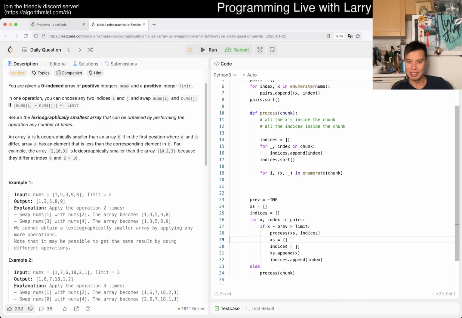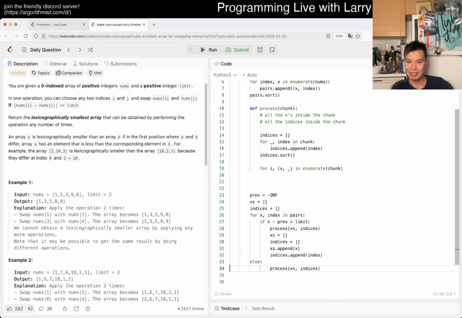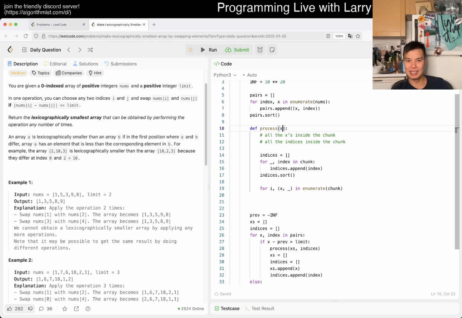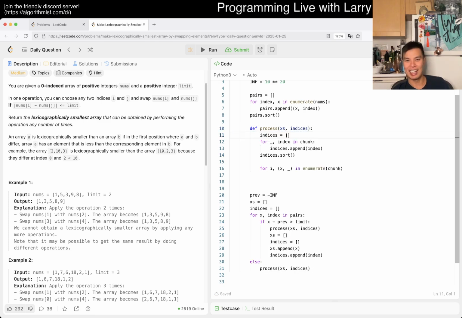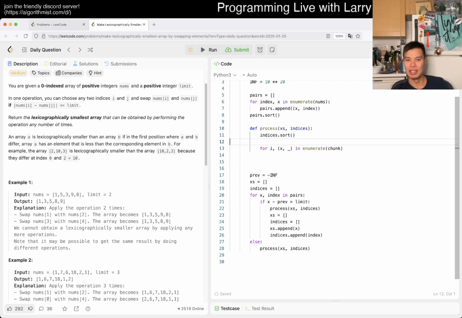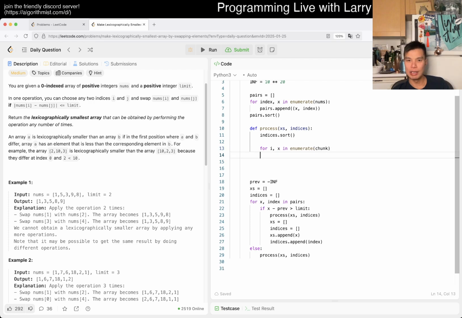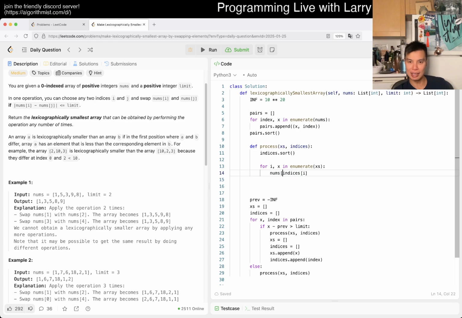But now you have to do this thing, which is a little bit awkward. Anyway, now you have xs and indexes. Maybe we don't have to talk about the chunk anymore. We don't have to do this, but we do want to sort. And then we can do for i, x in enumerate chunk, the index_cs sub i, which is going to be the smallest index inside this chunk. And now we just want to replace that, so nums of this index is equal to x, and that's it.